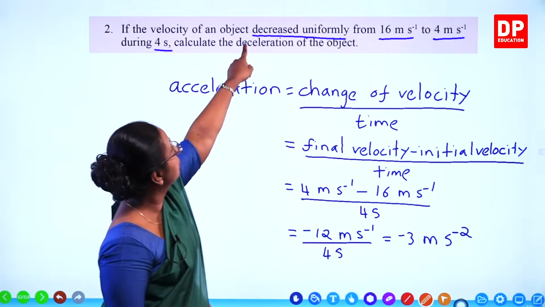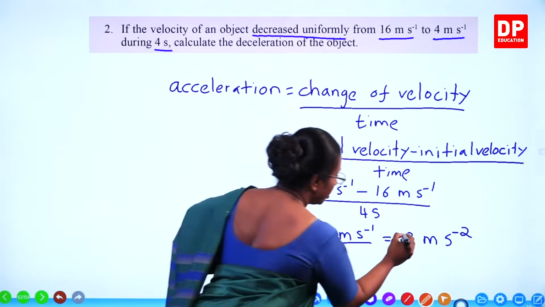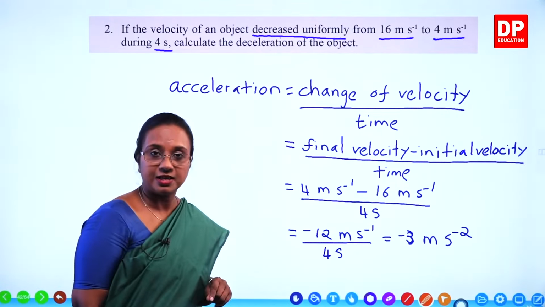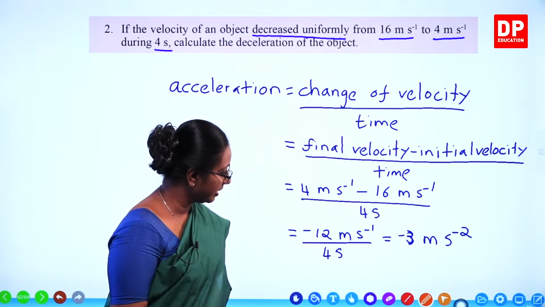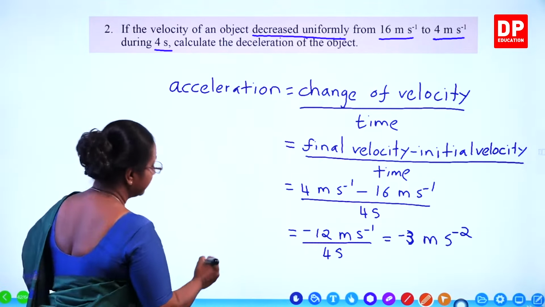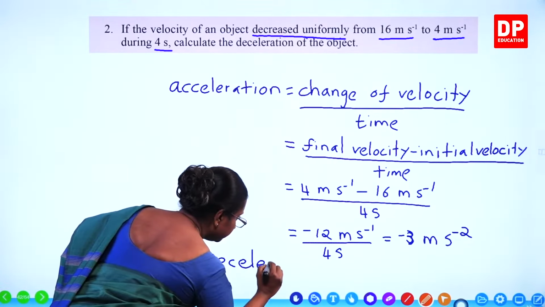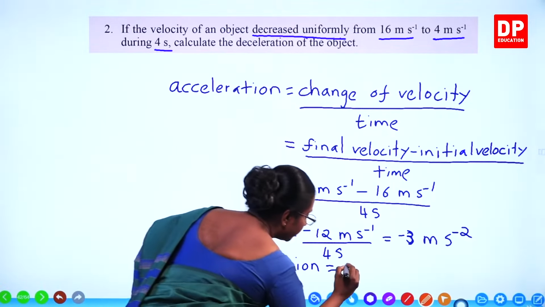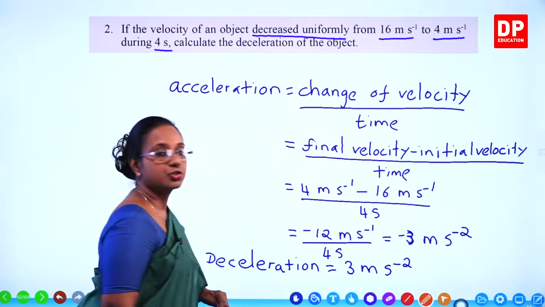So as you all know, if the velocity decreases, it is deceleration. So it has to be a negative acceleration. And this negative acceleration is minus 3 meters per second square. So we rewrite it as deceleration equals 3 meters per second square.